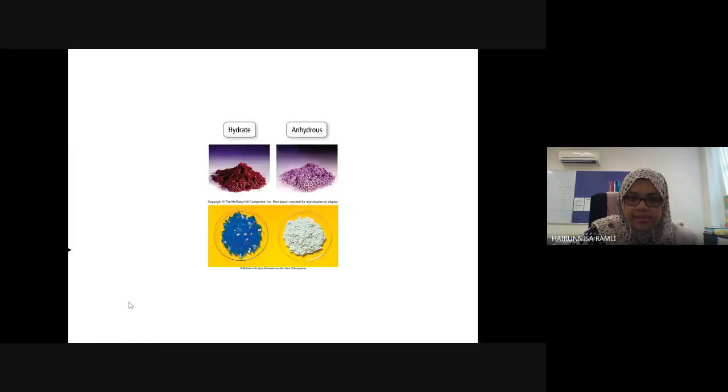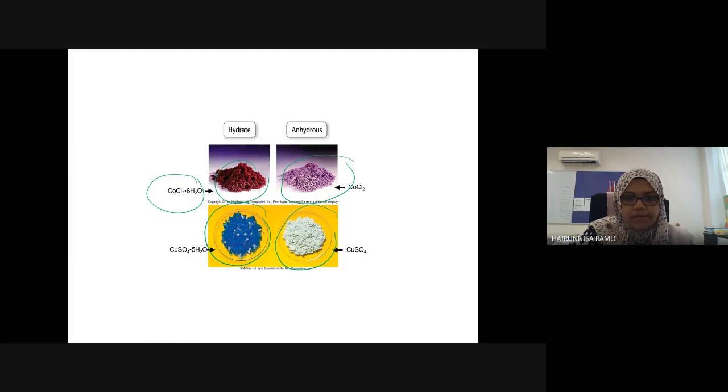Okay, so these are the examples, the difference between hydrate compound with anhydrous. Anhydrous meaning that without water. Dia dah jadi two different compound. So if you have this, the color also a bit different than this one. Macam ni copper kan, biru. But for copper sulfate without water, the pale blue, almost to white color. Sebab yang bagi color blue is from the Cu2+.